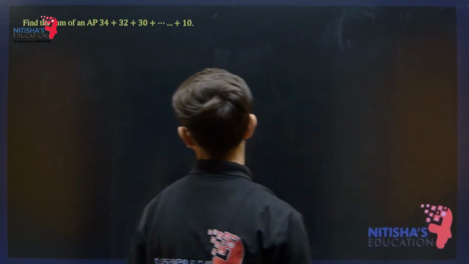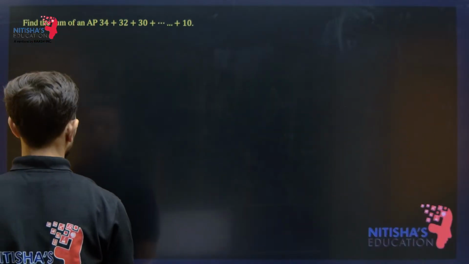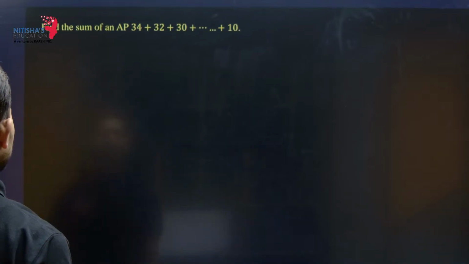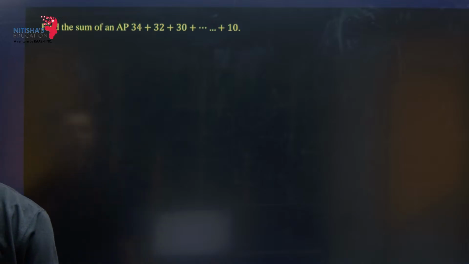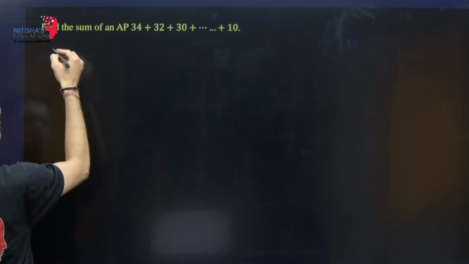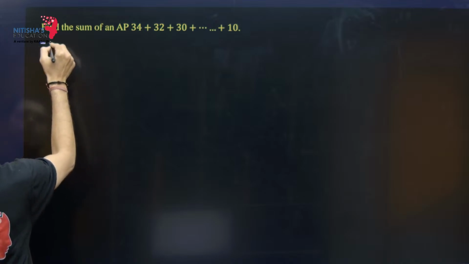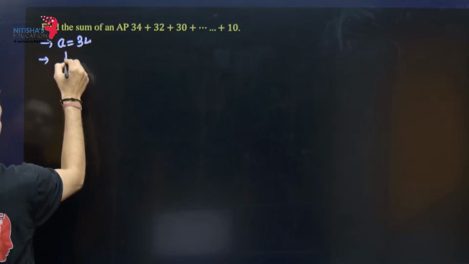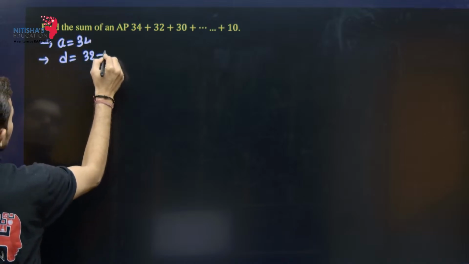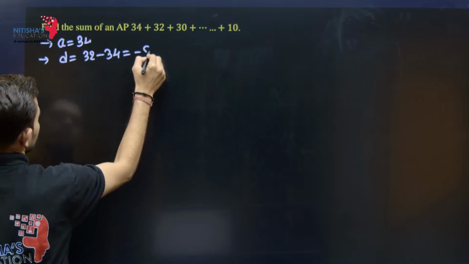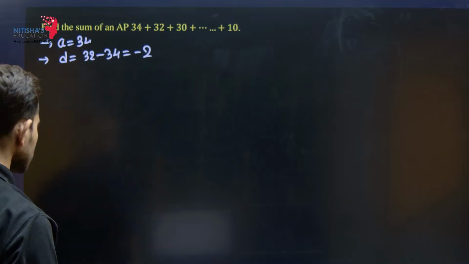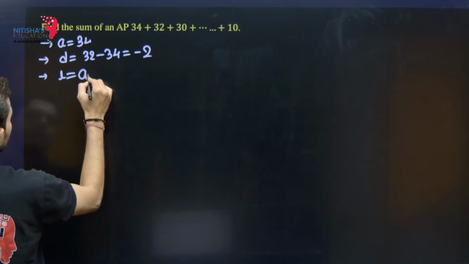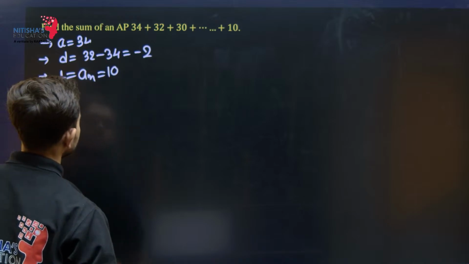Next, find the sum of the AP 34, 32, 30 and so on up to 10. So here we have the value of a, which is 34. We have the value of d, which is 32 minus 34 is equal to minus 2. We have the last number, which is denoted by l or an, which is equal to 10.